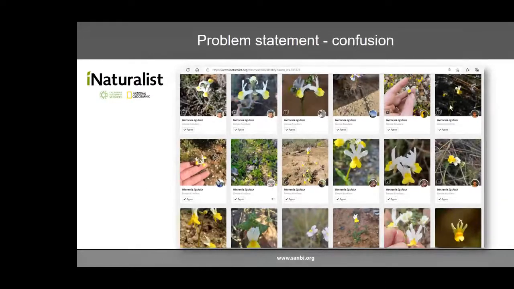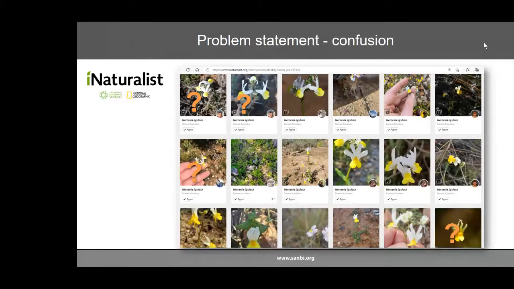So the problem with Nemesia is that there's a big state of confusion in terms of the circumscription of the taxa. iNaturalist is a very handy tool that can be used by scientists, but this is just a word of caution. Late last year, I did an extract of the first 18 observations that came up in iNaturalist of Nemesia ligulata, those shown on the screen. If you actually look at the images in those contributions, some of them could not be identified because you could not actually see all the characters needed for identification.